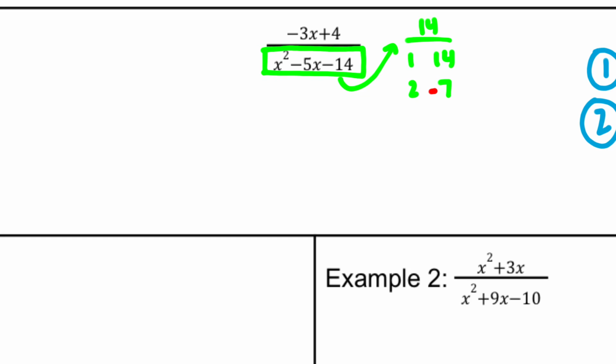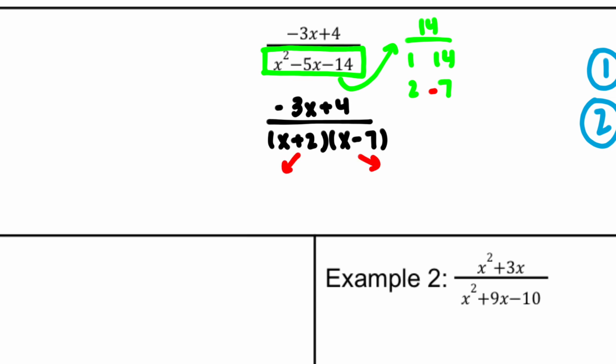Since this is a equals 1, I'm going to go ahead and put them in their parentheses. I didn't do anything with the top, so I'm leaving it as -3x plus 4 over, I now have x plus 2, since the 2 of my factors was positive, times x minus 7, since the 7 of my factors was negative. Step 2 says we're going to take each of those and set them equal to 0. So I'm taking each factor individually, and I have x plus 2 equals 0, x minus 7 equals 0, and I'm going to solve. I'm going to subtract 2 on the left one to get x equals -2, and add 7 on the right one to get x equals 7.